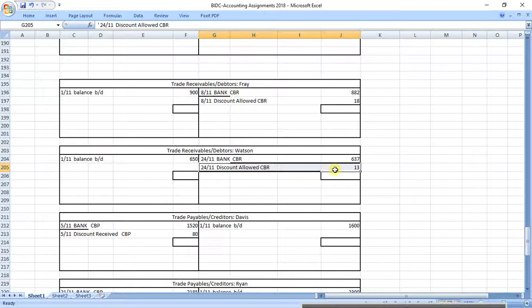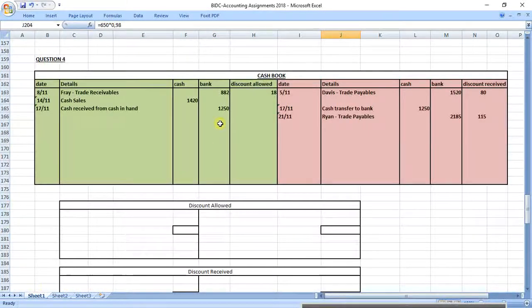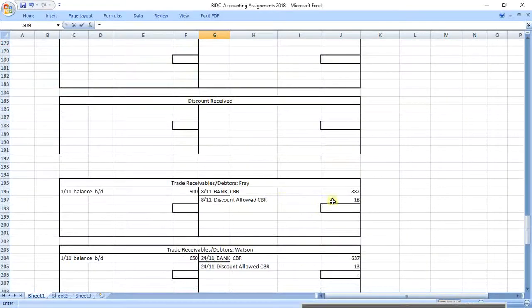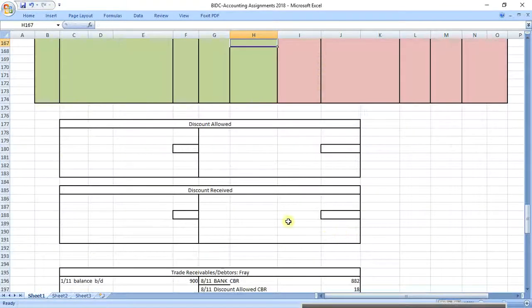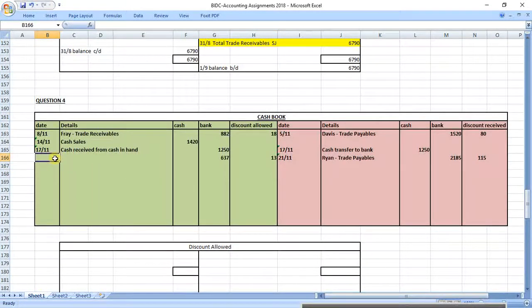Okay, is that good? Cash book, yeah. Then in the cash book, where will we put it? Debit or credit? Debit, because you're receiving money. 637 is going to go here, and 13 is going to go there, and just write in the details. Day 24/11. This would have been Watson, trade receivables, and that's it.